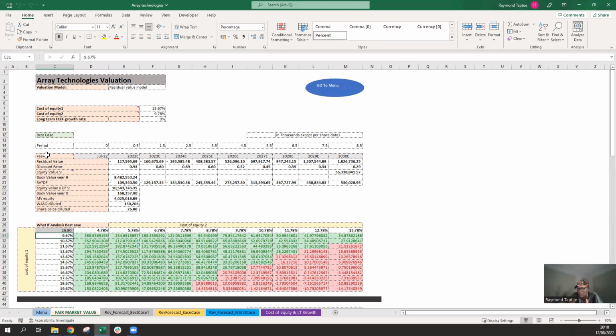So now I will change the cost of equity using this variable that you see. I will change the cost of equity for the first period from 9.67% to about 19.67%, and for the second one from about 4.78% to about 13.78%. And this is all the values that we get for the fair market value of the share of the company using different interactions of the cost of equity.